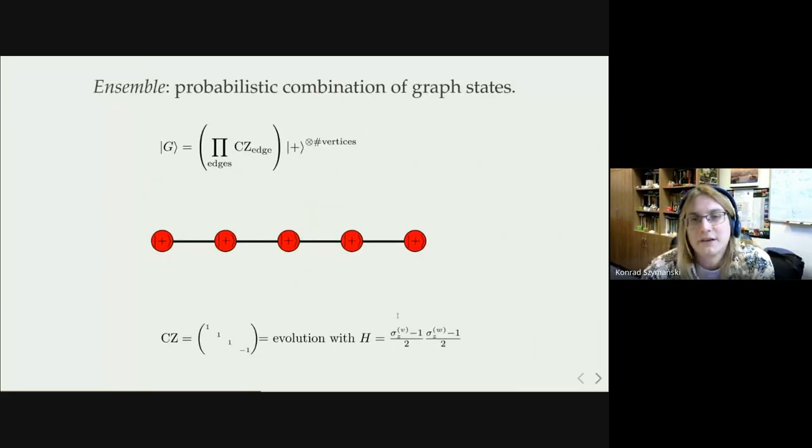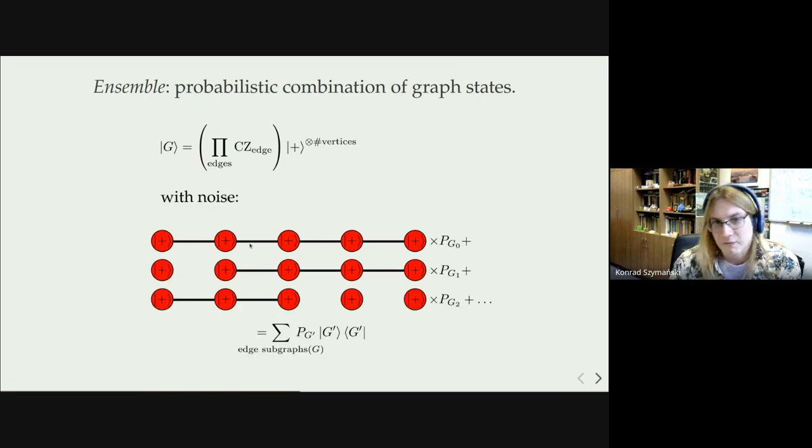So what I mean by ensemble is that it's a probabilistic combination of different states. So you may think about it as that you draw a certain pure state from a probability distribution. So ideally, you wish to get a pure graph state like this, right? You start with a plus, you apply control Z across every edge. But with noise, as in the first case, some edges might be missing with certain probabilities. And in the end, you get a mixed state composed of graph states, which are just edge subgraphs of G, with appropriate probabilities. So if they are completely independent, it could be just binomial, essentially.